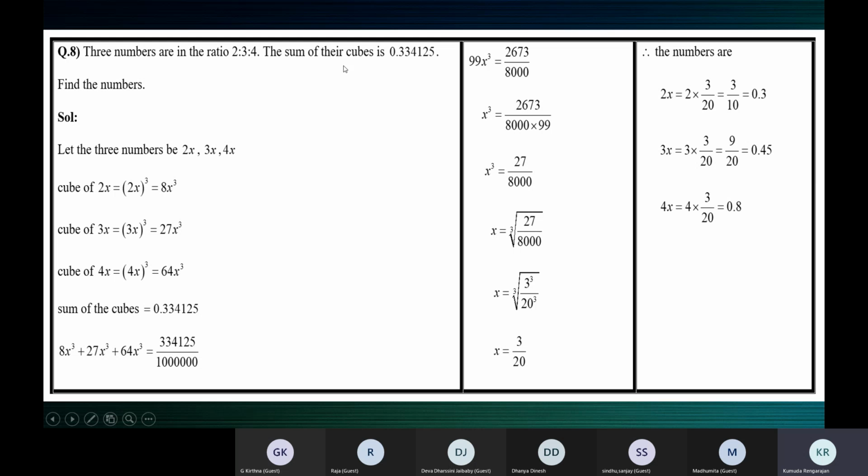Now what is given? The sum of their cubes is given to be this number. The sum of their cubes means 8x cubed plus 27x cubed plus 64x cubed. When you add their cubes, this is the answer. Convert the decimal number to a fraction and then simplify.